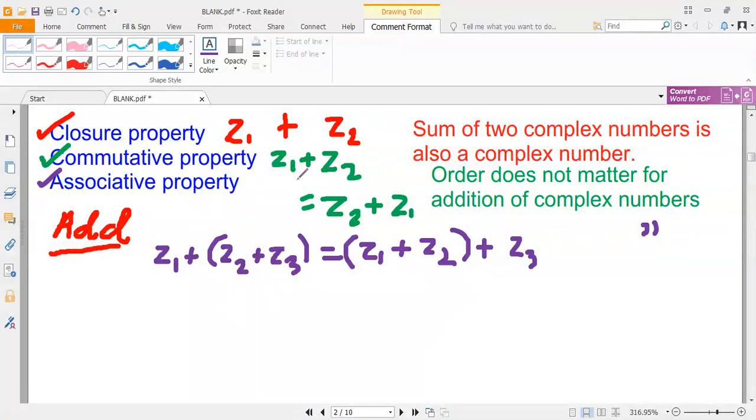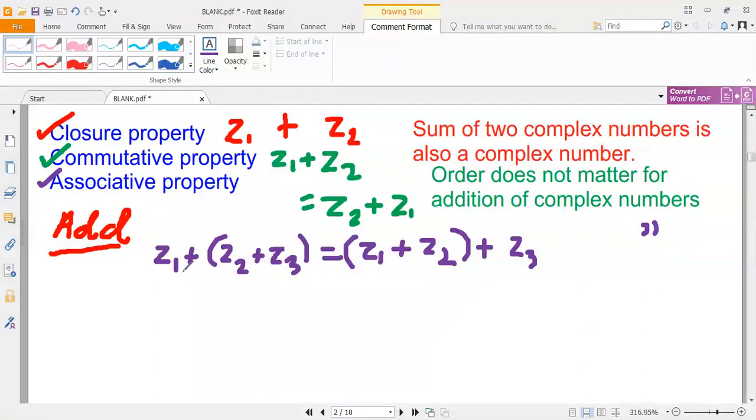So commutative property says Z1 plus Z2 is equal to Z2 plus Z1. Whether you add the first number with the second number, that will give you the same result as adding the second number with the first number. That's commutative property. So whether you're going from home to school, or whether you're going from school to home, it does not matter. The distance covered between school and home will always be the same.